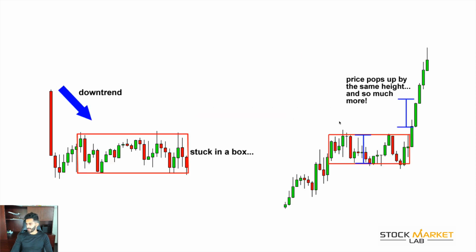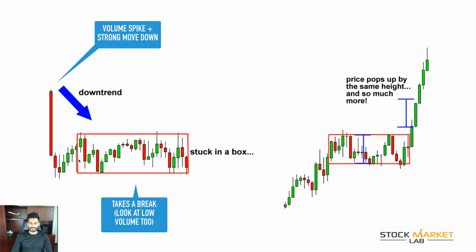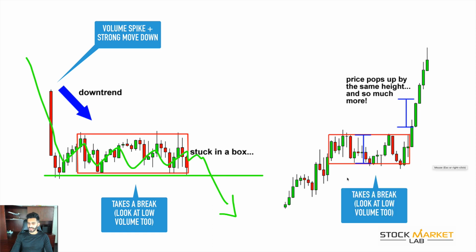Let's look at another example. A stock makes a strong move down. We want to see volume spike and a strong move, strong candle. Takes a break. We want to look at low volume here. And then we would possibly see a continuation if the stock breaks. Once again, makes a huge move down, takes a break, continuation.